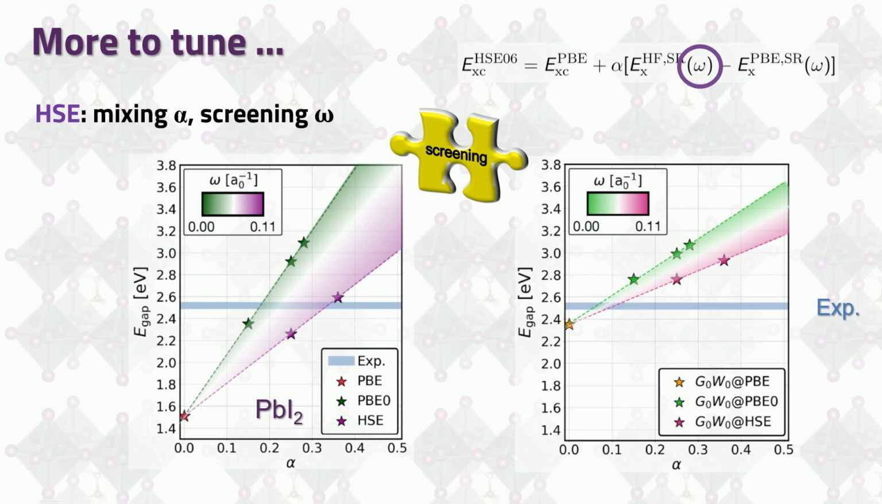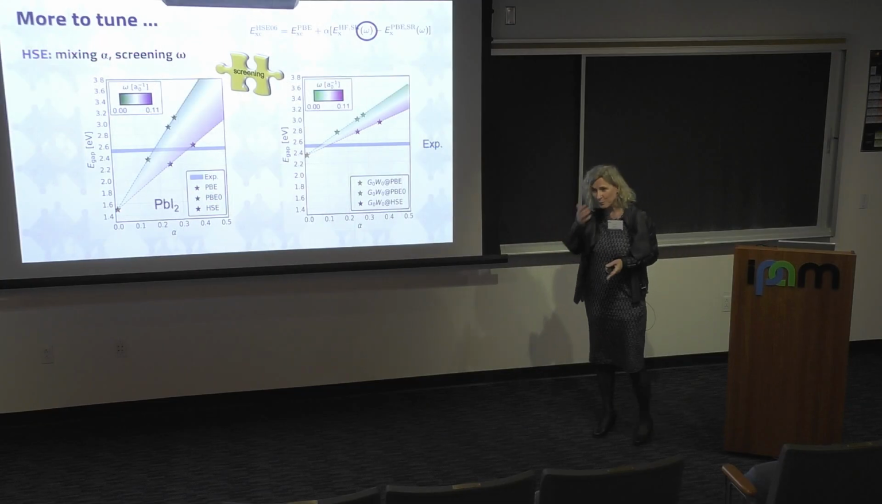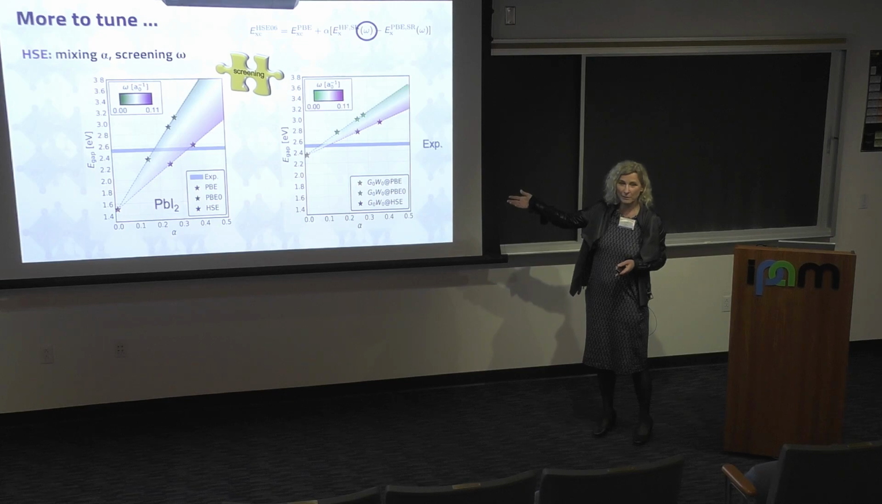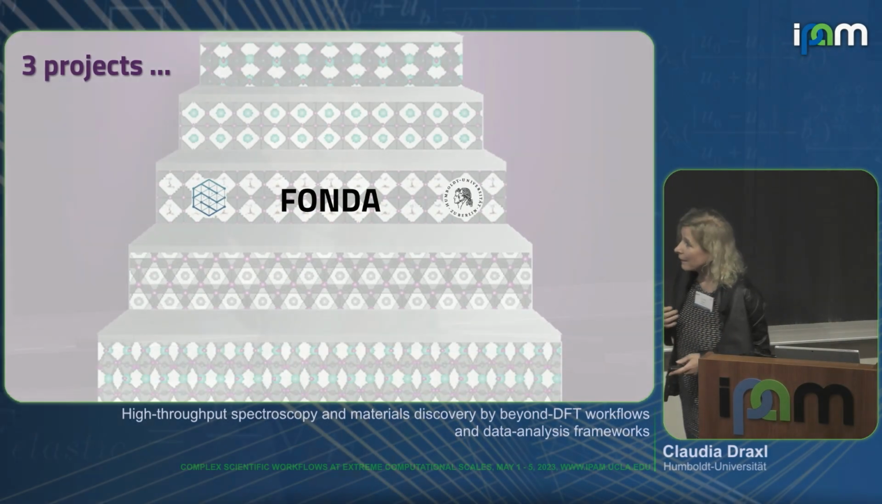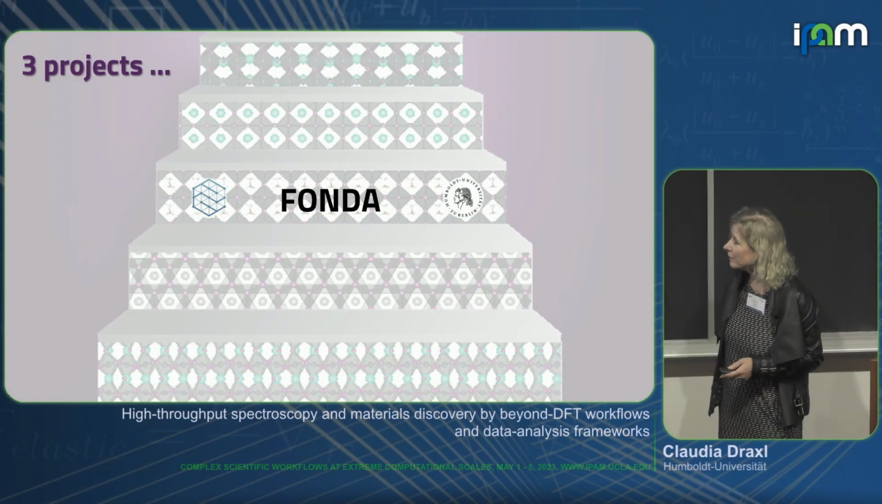But, to cut a long story short, what has this to do with workflows? Because if you now upload such results to a database, you need to know exactly what you have done, right? Otherwise, you wouldn't understand why you have a spread of several electron volts for one and the same material. And at the same time, I wouldn't recommend to do machine learning on these materials if you don't know how to treat them. Right? But this actually takes me to the last project, which is FONDA.